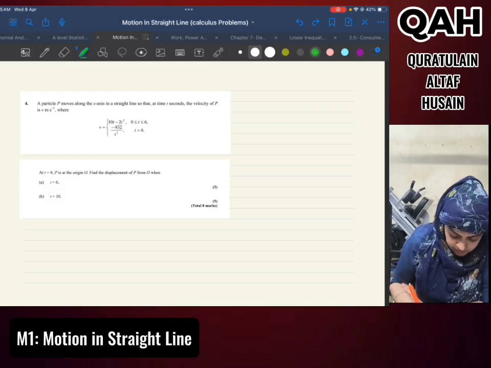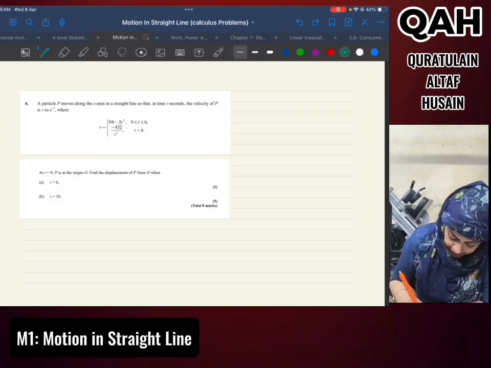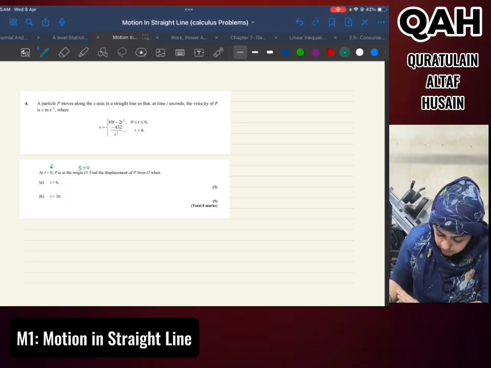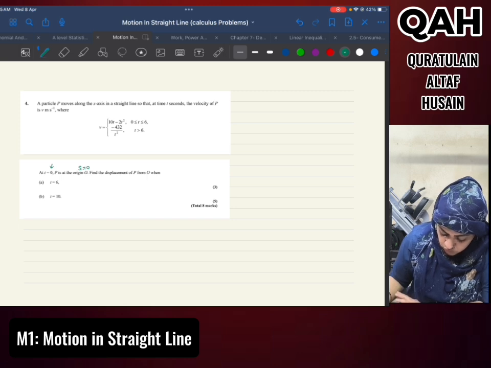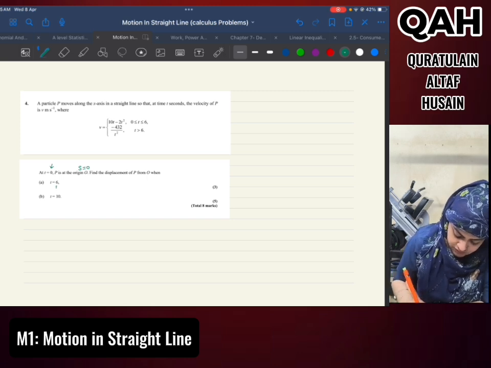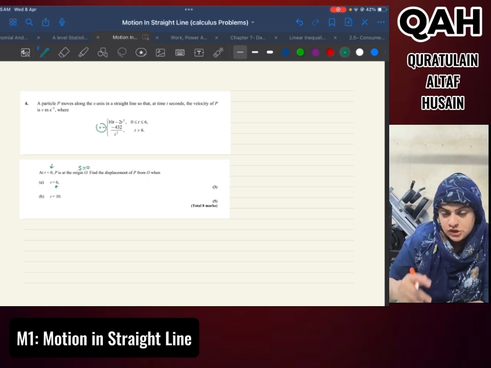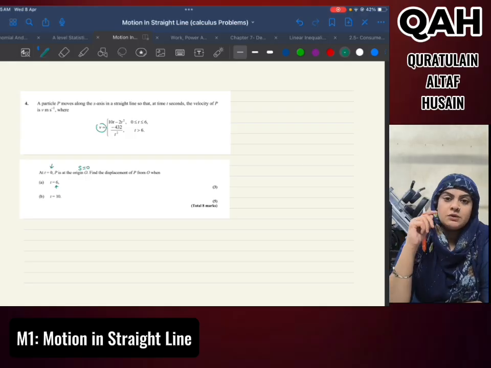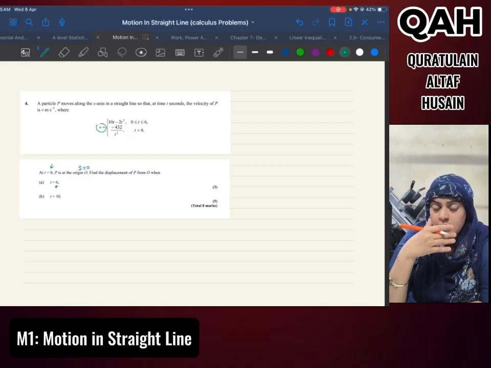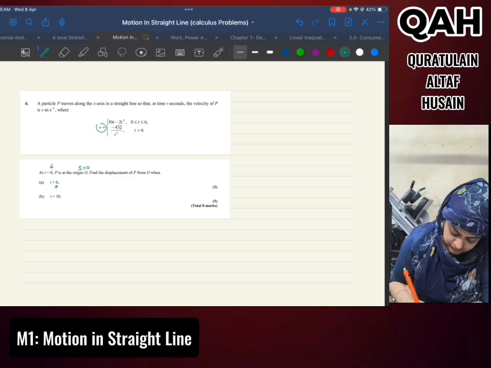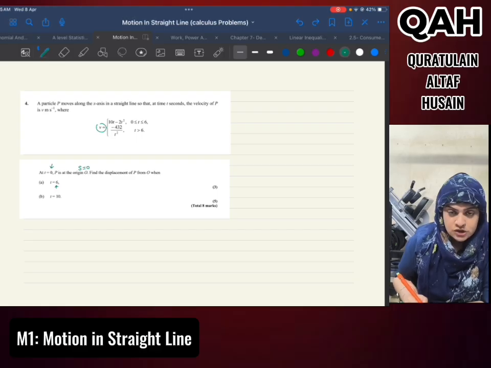So let's have a look at the question. What is the question saying? At t is equal to 0, P is at the origin, meaning displacement is equal to 0. Find the displacement of P from O when it starts traveling at time t is equal to 6. This is the equation for velocity. We don't have an equation for displacement. Also, we can see that time t is equal to 6, which is within this range. So we are going to use the first equation of velocity.